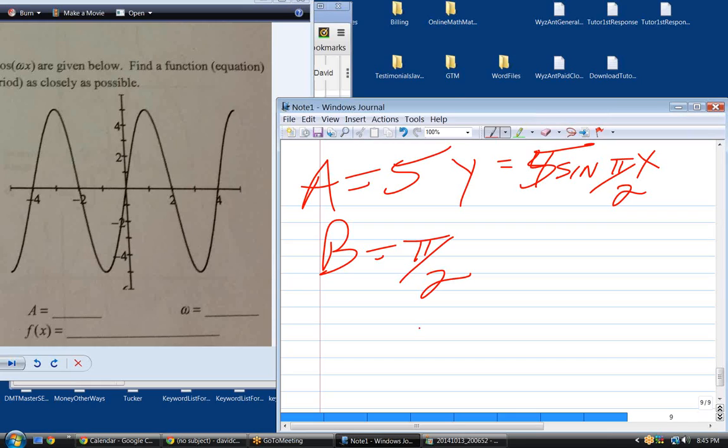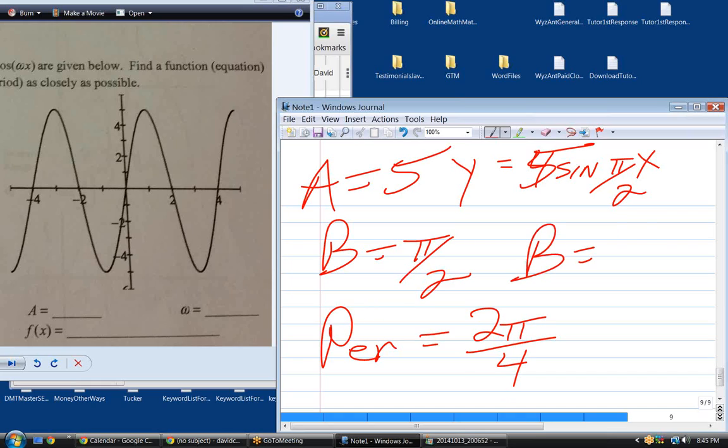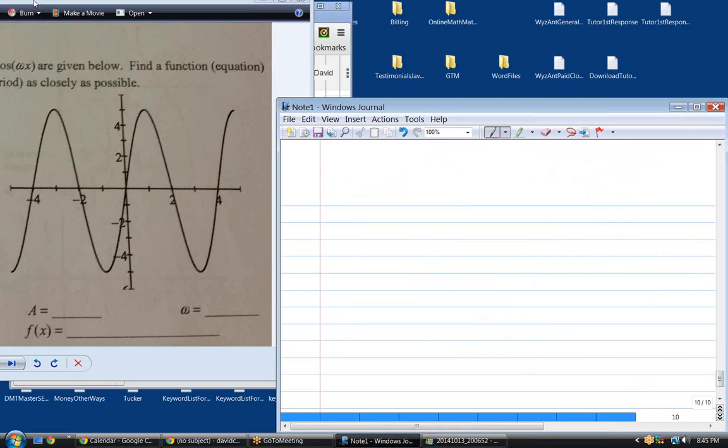Why does that bother me? Let's see. Period is 4. Period is 2 pi over... No, I'm sorry. B, isn't B 2 pi over 4? Yeah, B is 2 pi over 4, that's pi over 2. What am I thinking? Gosh. Been a long day.